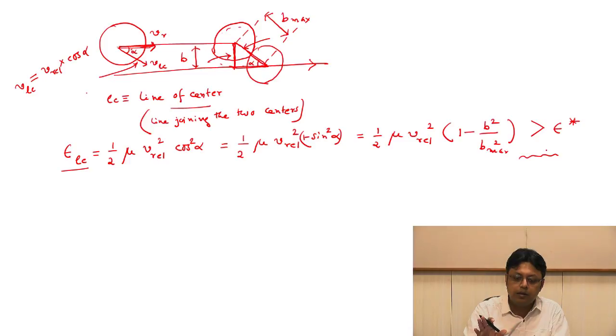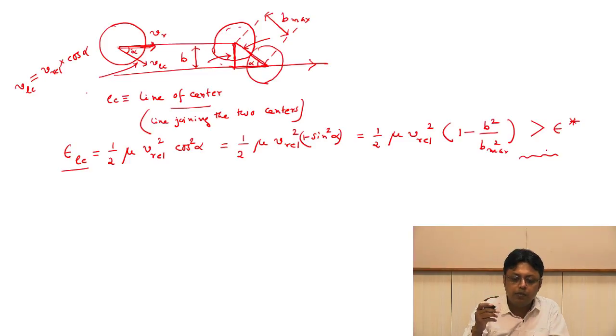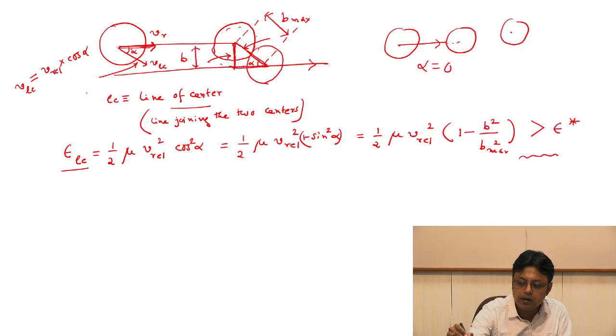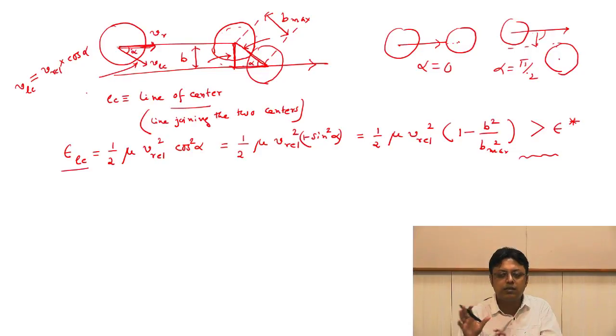Now we have done a very simple calculation here: alpha can be 0 for head-on collision, and for grazing collision alpha will be 90 degrees. Head-on collision means this particle is directly coming, and the second particle's center is also in line. There alpha is 0. The other extreme is when this particle is moving and the second particle is just lying here. Alpha in this case is 90 degrees or pi by 2. So varying b means actually varying alpha, but we are just using the b language.